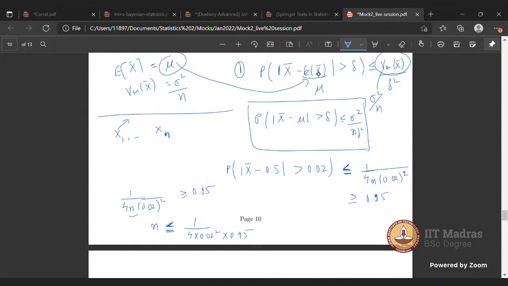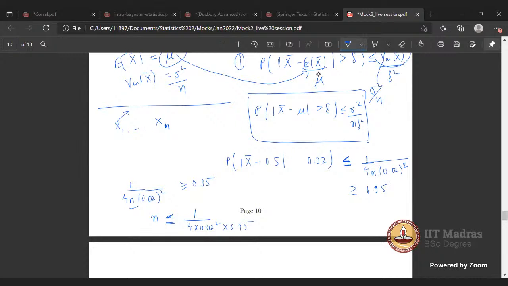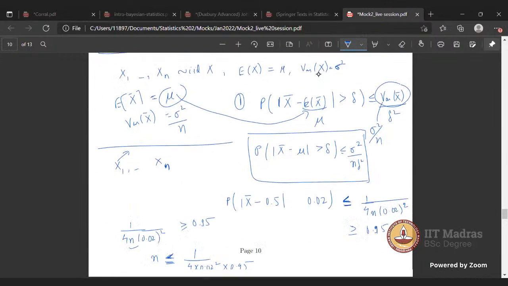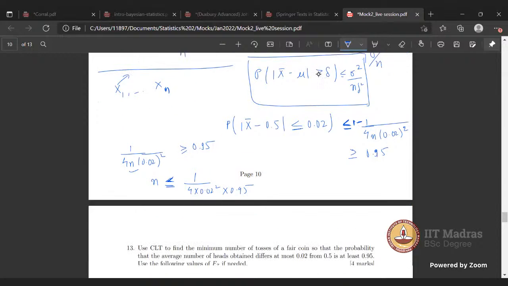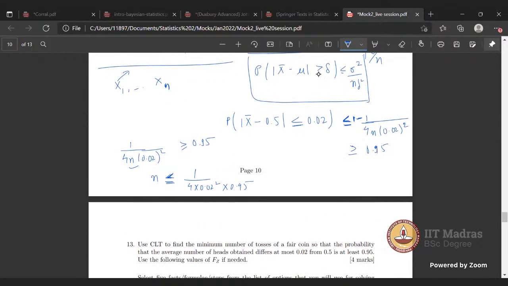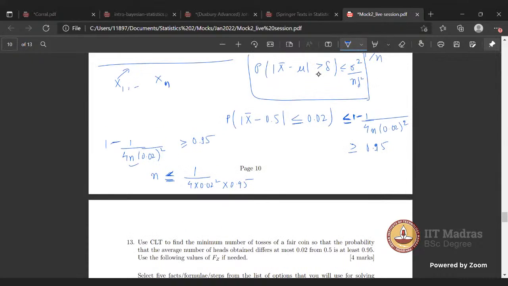Sorry, I have made a mistake here. I think we should have used the first formula. This is what we want actually. Yeah, this is less than or equal to, and here it is 1 minus. Then you will get the right answer. So yeah, this will also change.